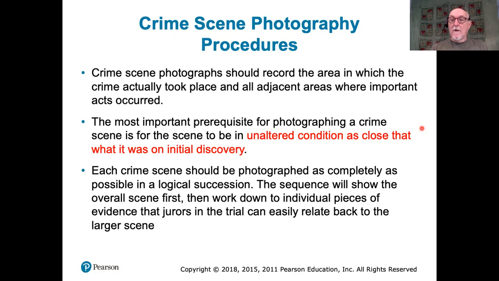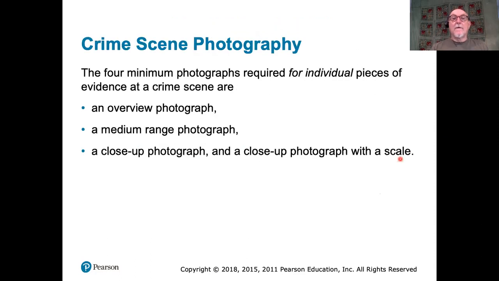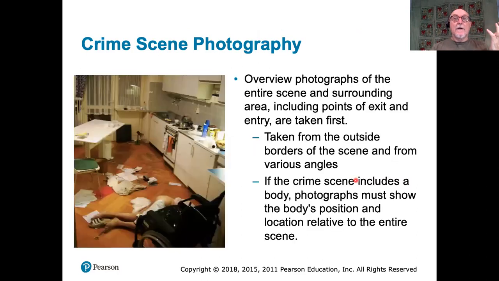Once they've taken the overview and then this kind of medium range photograph, they may move to a close-up. Okay, so here's an overall view. This is an actual crime scene. This is an overall view of this kitchen area where, I presume, a murder took place, since there's a body. What the photographer is trying to do here is include, very importantly, this door.